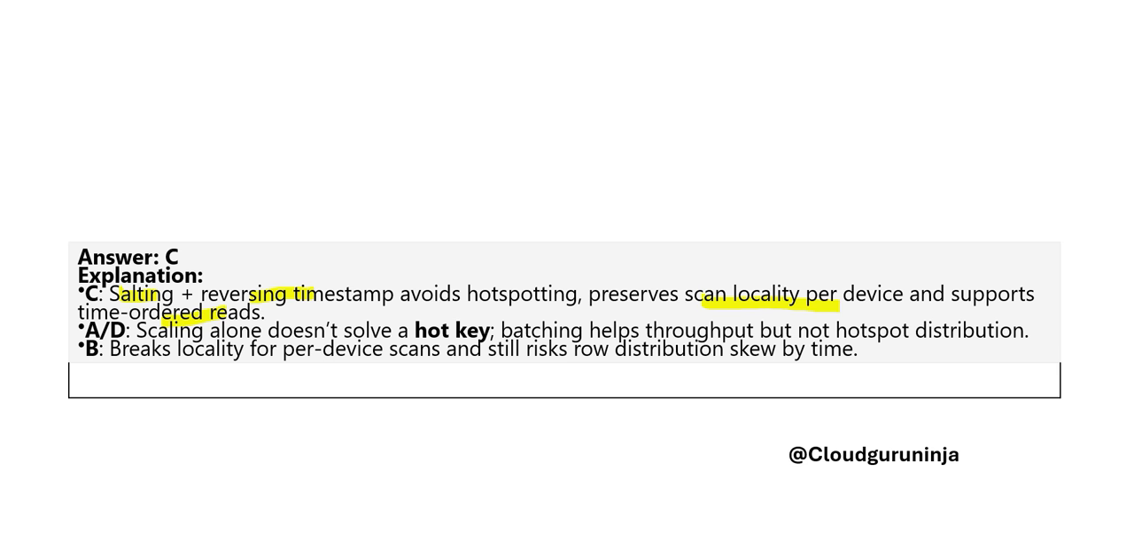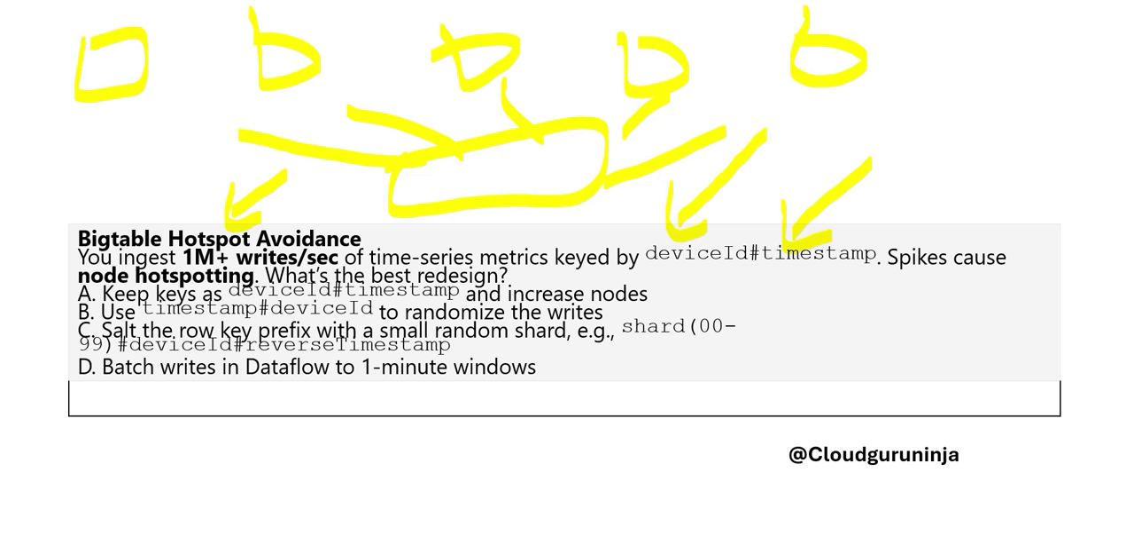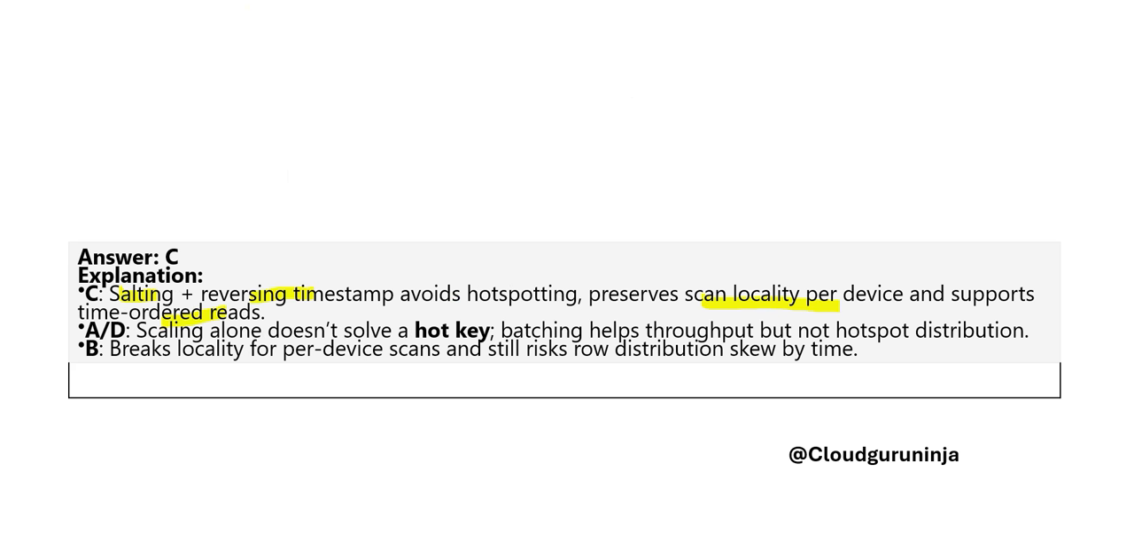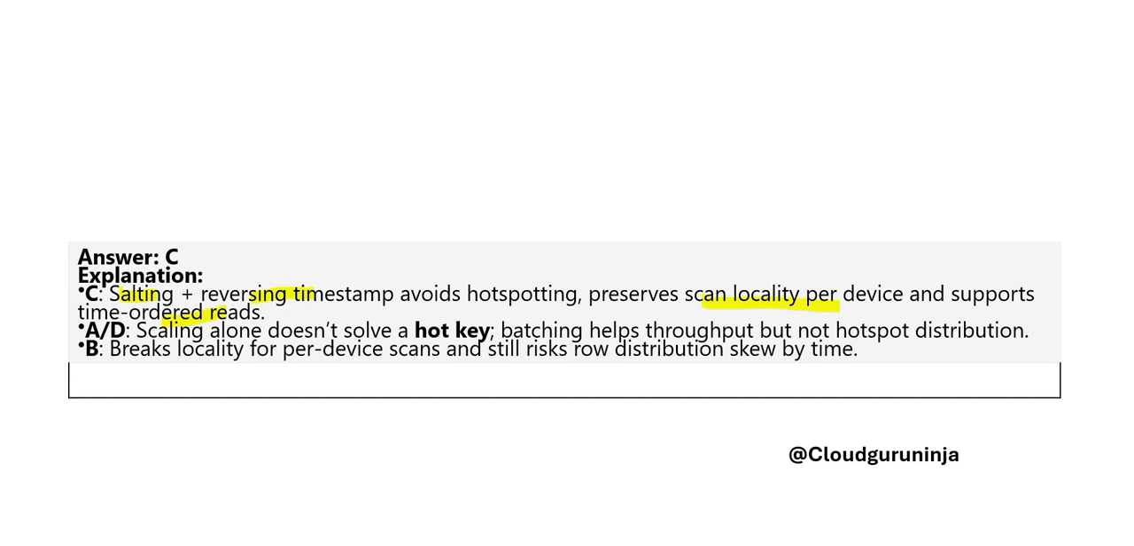If we see A and D, A is saying keep the keys as device timestamp and increase the nodes. So they are saying that you keep the keys the same, but you increase the nodes. The problem is scaling alone does not solve a hotkey problem. When we say increase nodes, that means you are scaling up. Or D says we will batch writes in Dataflow to 1 minute windows. That means you will write faster. But A is saying scaling, and scaling will not solve the hotkey. D is talking about batching. Batching helps throughput, but it is not a hotspot distribution solution.